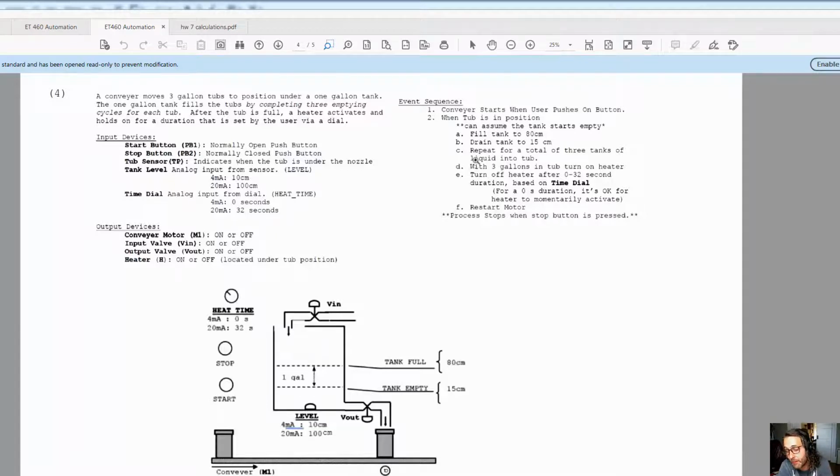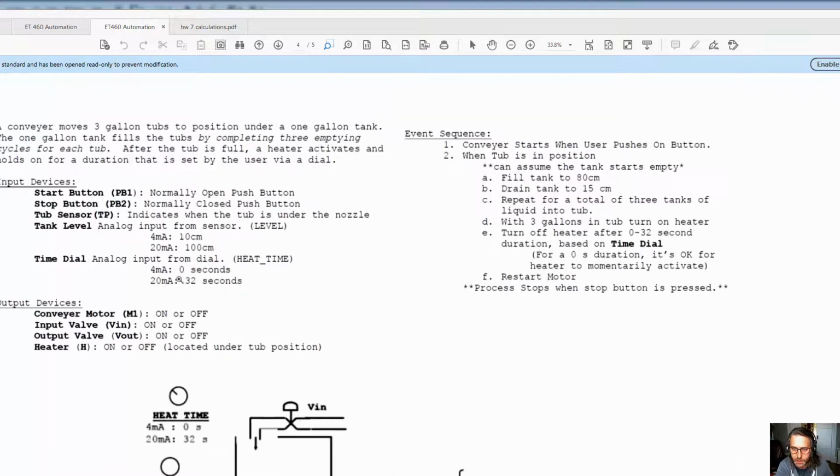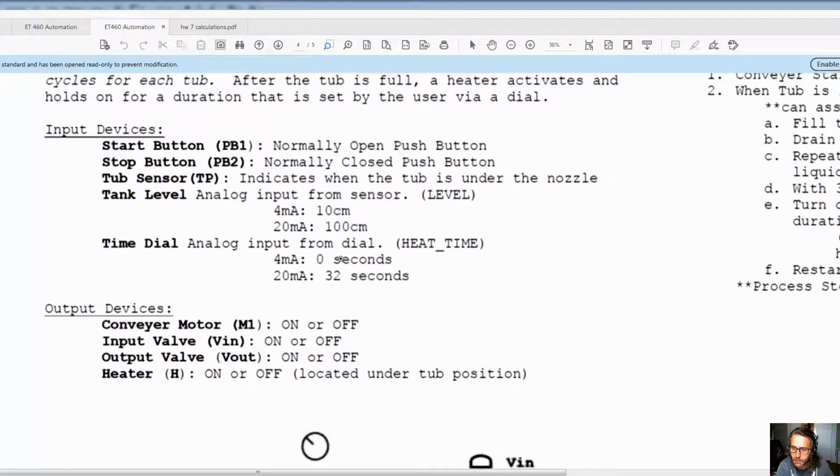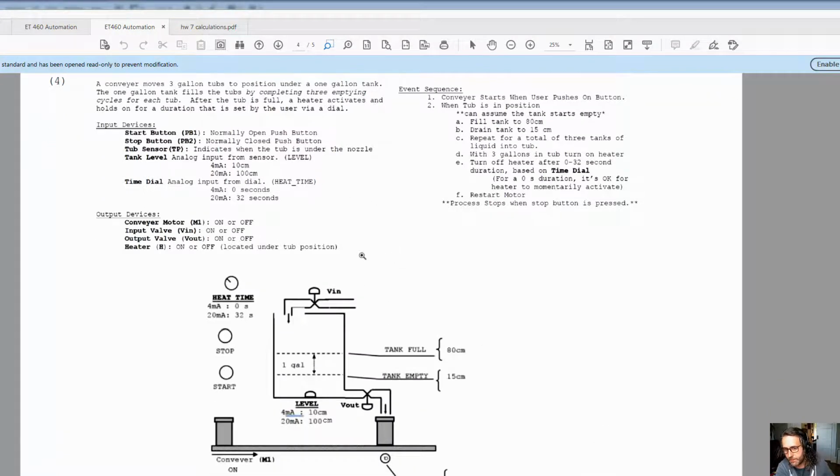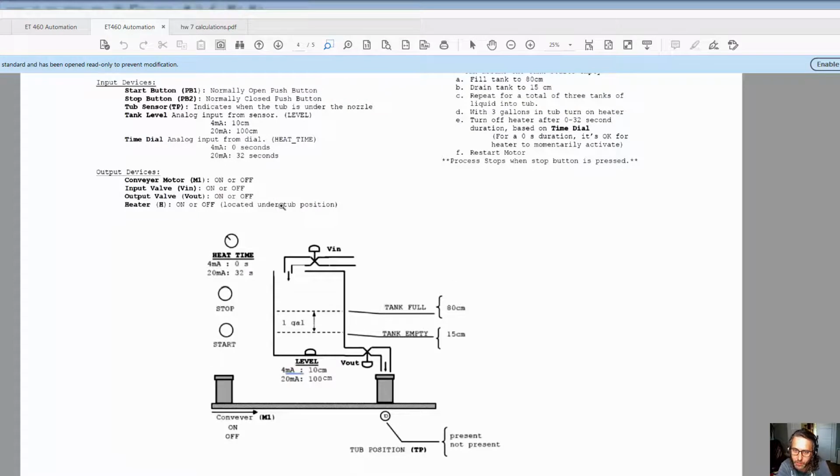Now, after that's completed, this is a little different. With 3 gallons in the tub, we turn on the heater, and the duration of that heater is controlled by this user-controlled dial. And the scaling on the dial, you can see that right there. It's 0 to 32 seconds. So that's interesting. That's going to be going to a timer. So that's something new to think about. That's why this problem is in here. How can you get an analog input to interface with a timer? A 1/10 of a second timer. We'll stick with that since that's what we've been using.